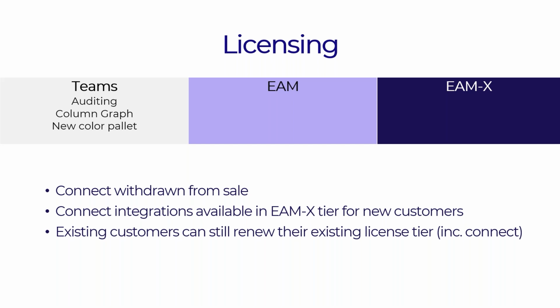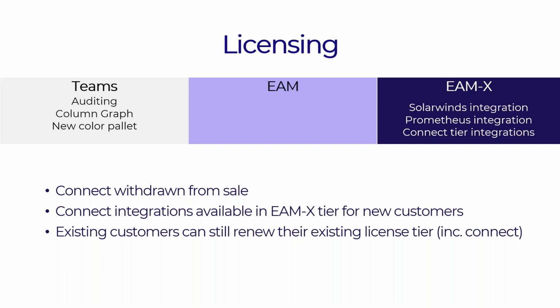So with the features that Bruce just spent the last several minutes talking about, most of those you'll find within the Teams tier: auditing, the column graph, the new color palette. That's available to everybody that's using SquaredUp Dashboard Server. And therefore, the SolarWinds and Prometheus integrations live within that EAMX, the new integrations tier, which is now the combination of our Connect tiers. So hopefully that all makes sense.